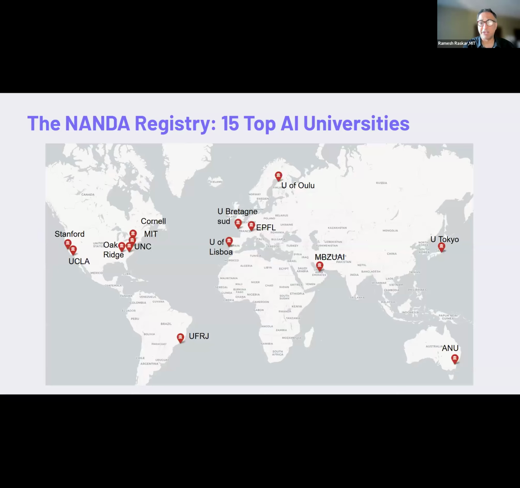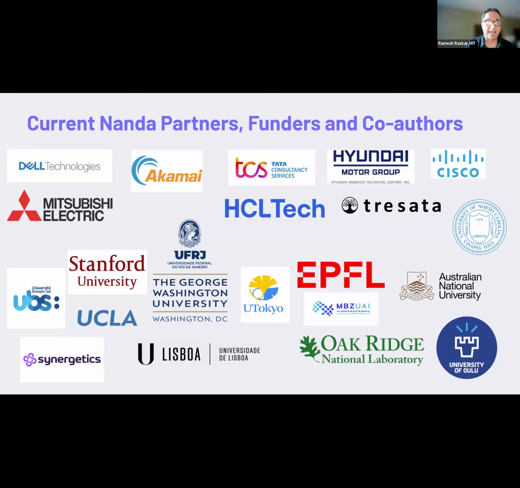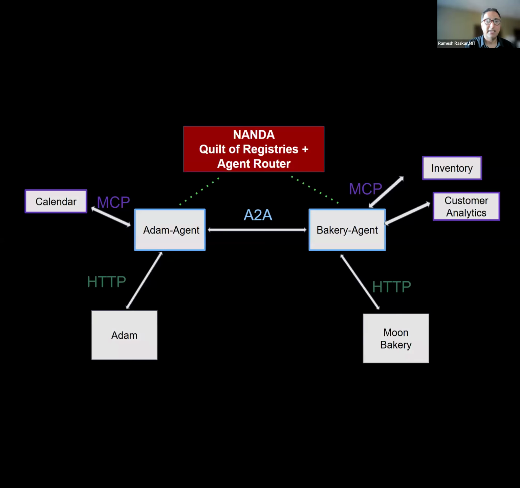So to make this registry very neutral, we have 15 partners, 15 AI universities across the world holding this quilt of registry. And you can also go to nanda.mit.edu to look at all the code, GitHub, papers, servers, clients, and contributions from various partners. As you can see, we're delighted to have many of these as partners, funders, co-authors. So the work you're seeing today is from a very large collective.